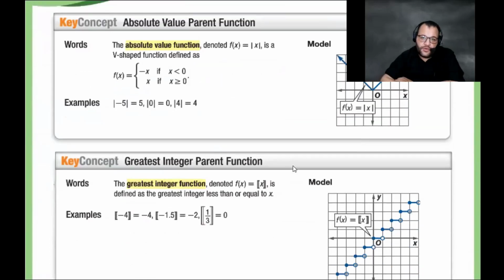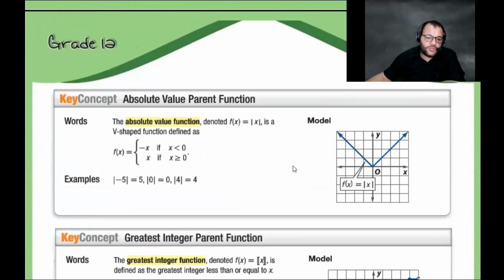The absolute value function is defined by f of x equals the absolute value of x, and if you want to write it as a piecewise function, it will be negative x for any value of x smaller than 0, and it will be equal to x where x is greater than or equal to 0. So that is the graph for the absolute value function. You have to know the function, the name, and the graph.